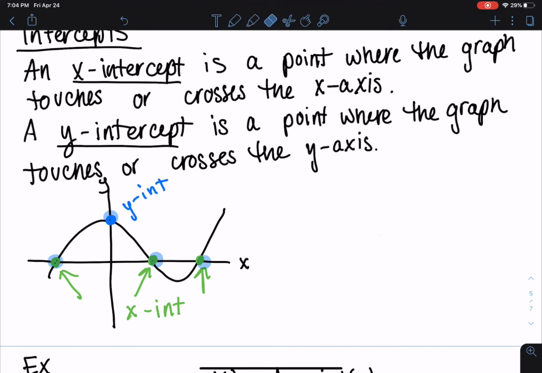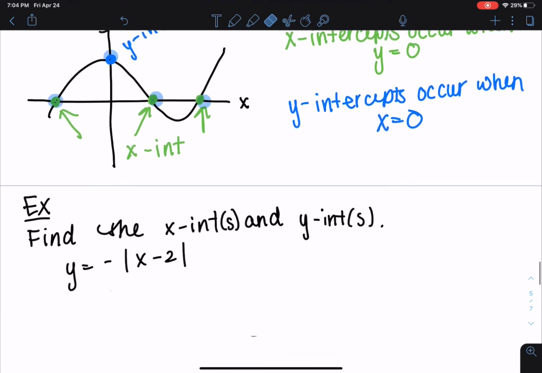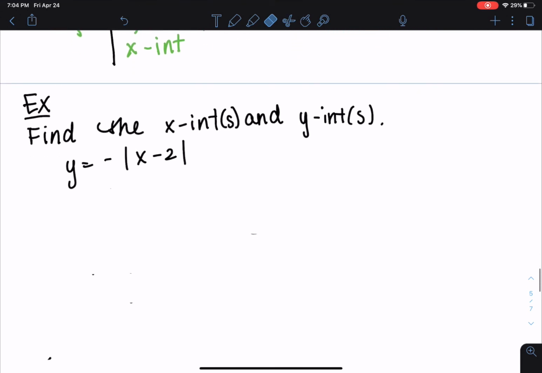So if you notice here, for the x-intercepts, when you're on the x-axis, y is equal to 0. That's how we can find x-intercepts. For the y-intercept, x is equal to 0. So you're always going to set the opposite variable equal to 0. So let's just do an example. Let's find the x and y intercepts. And remember, these are going to be points. So you want to make sure you write them as coordinate pairs.